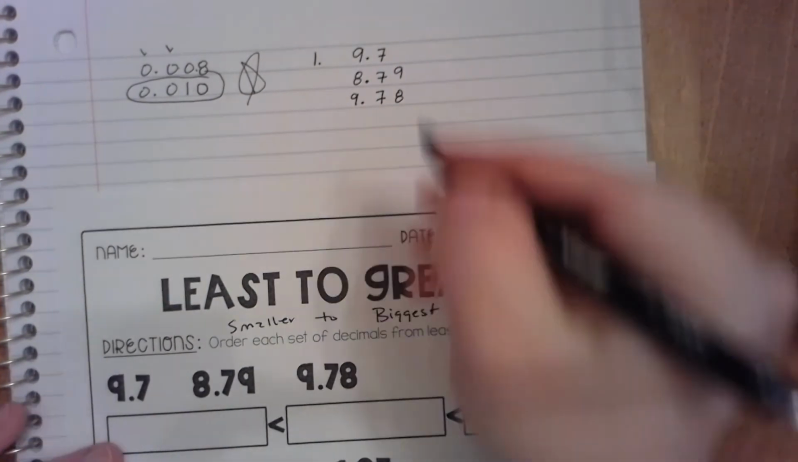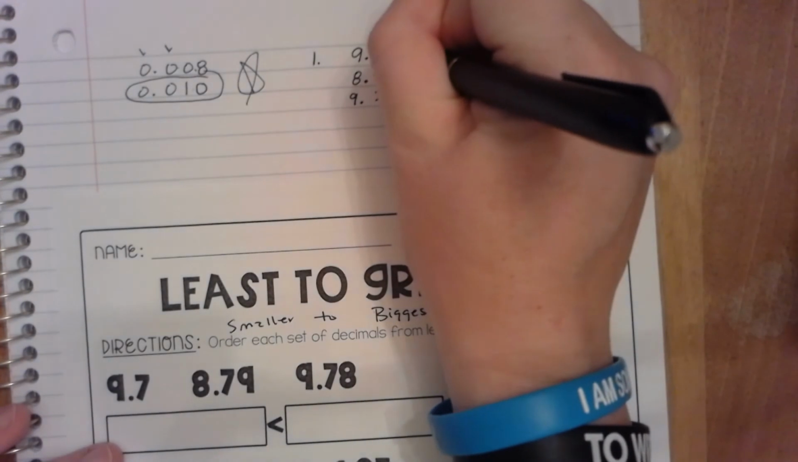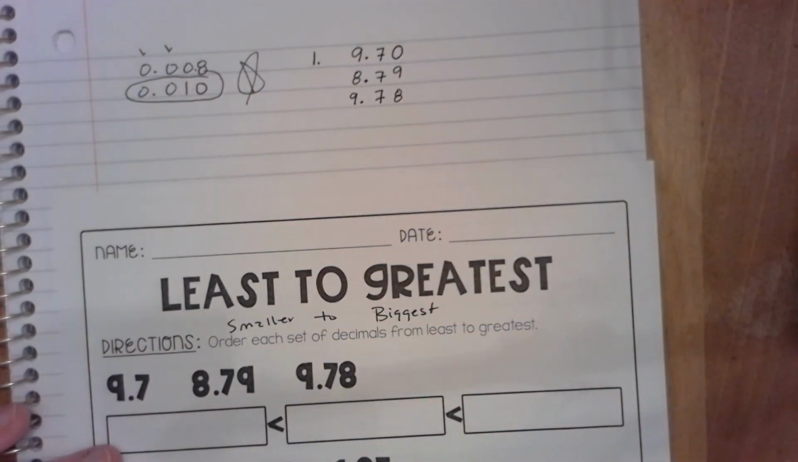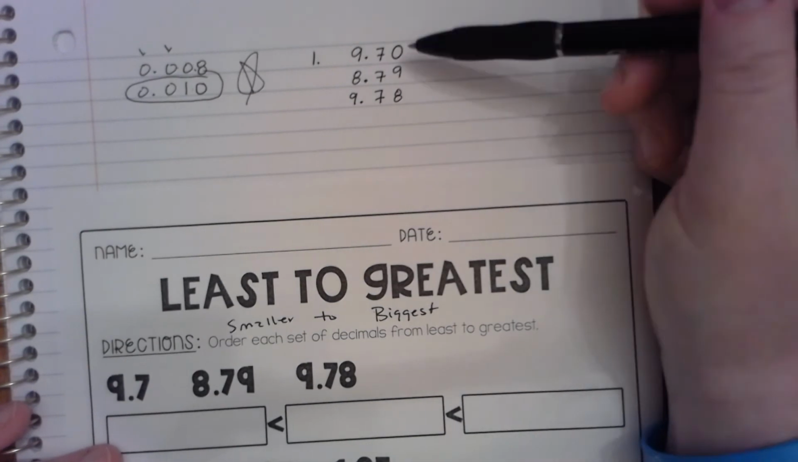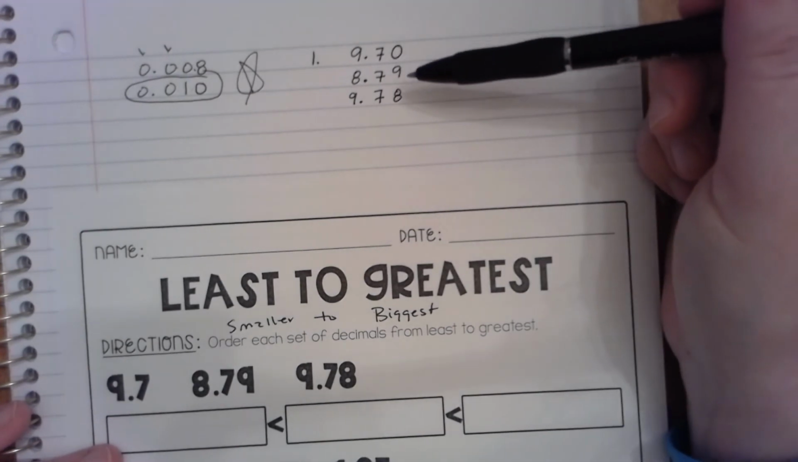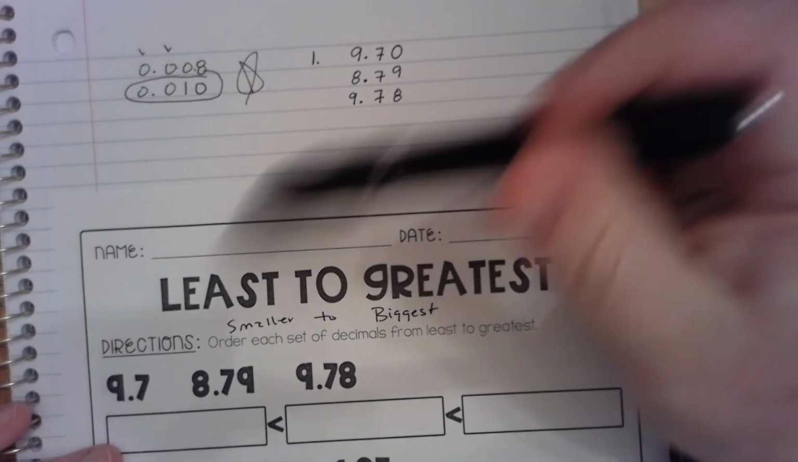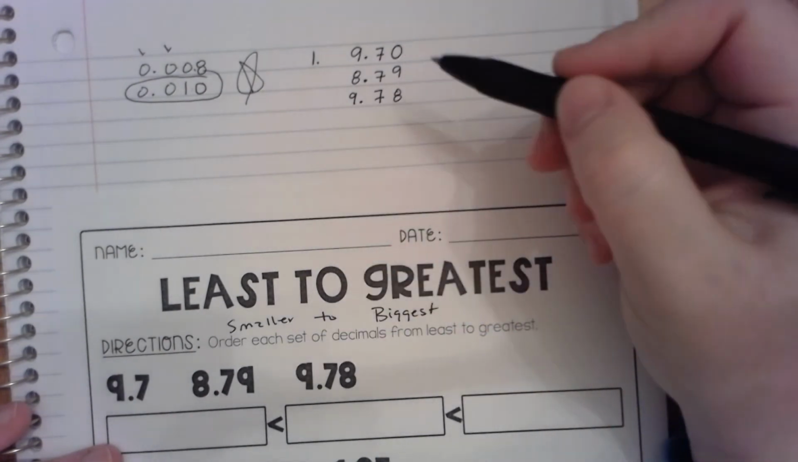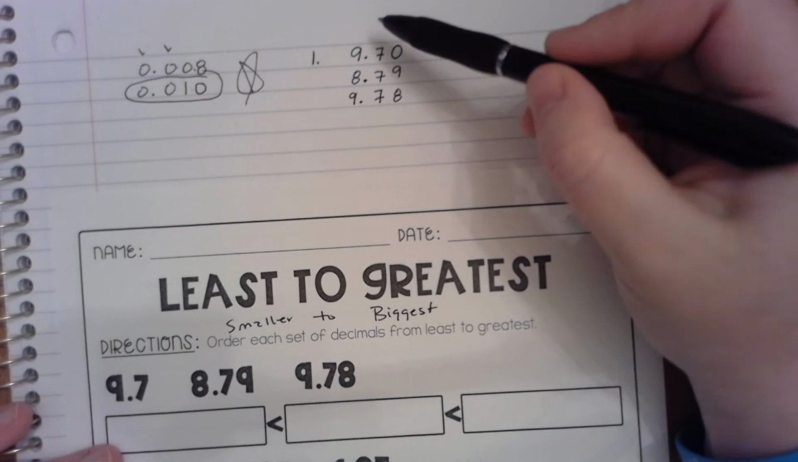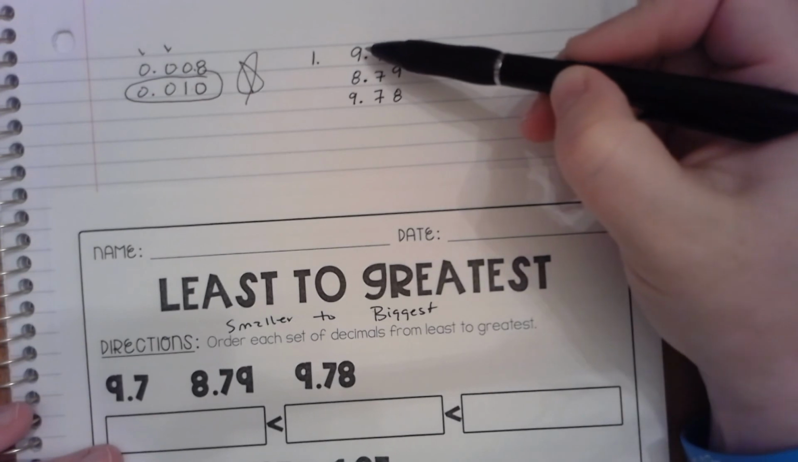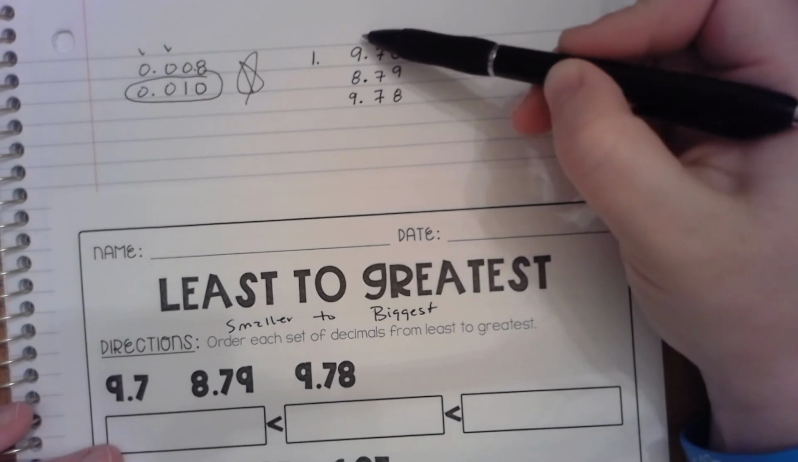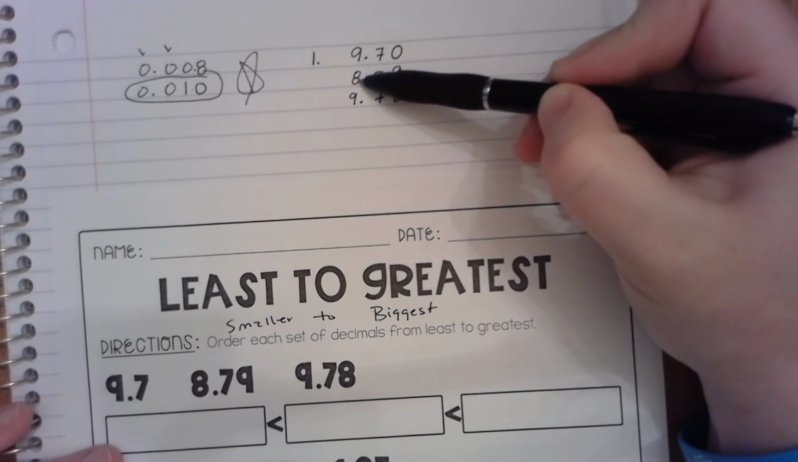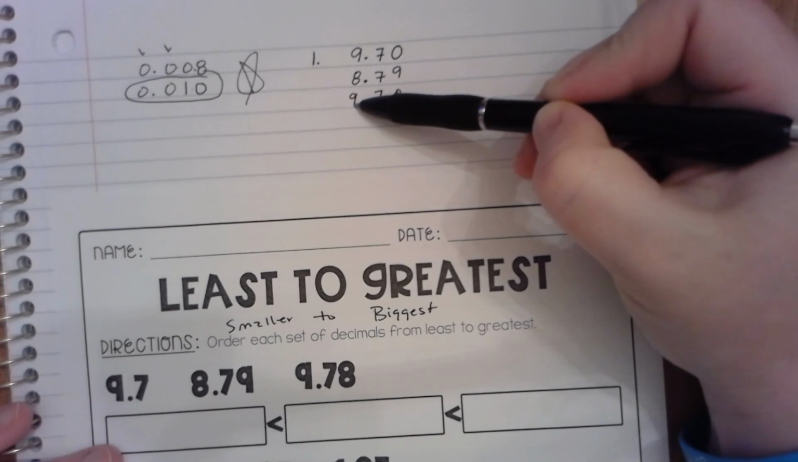Okay, first thing I'm going to do is make sure that the numbers have the same number of digits. So I'm going to add a 0 to my top one to make it 9 and 70 hundredths. Okay, so we're looking for least to greatest. So before I even go down here to write it, I usually do something like this. I'm going to start off with my greatest place value, which is my ones place. I have a 9, an 8, and a 9.